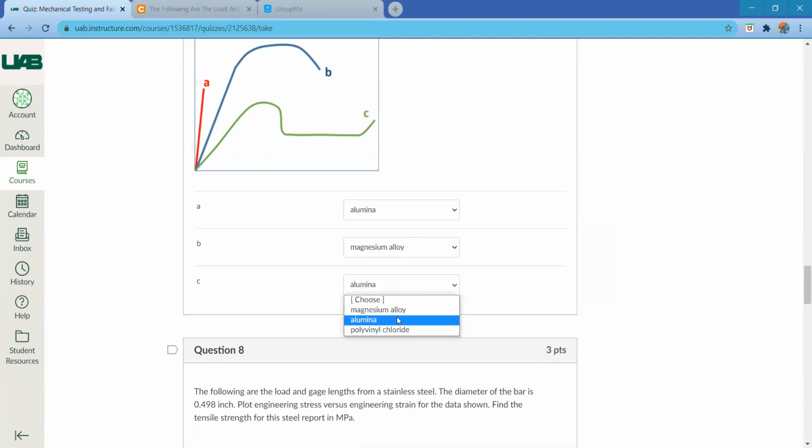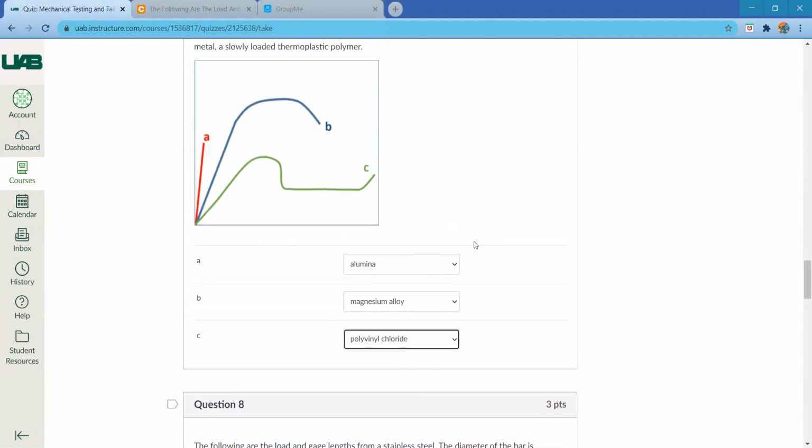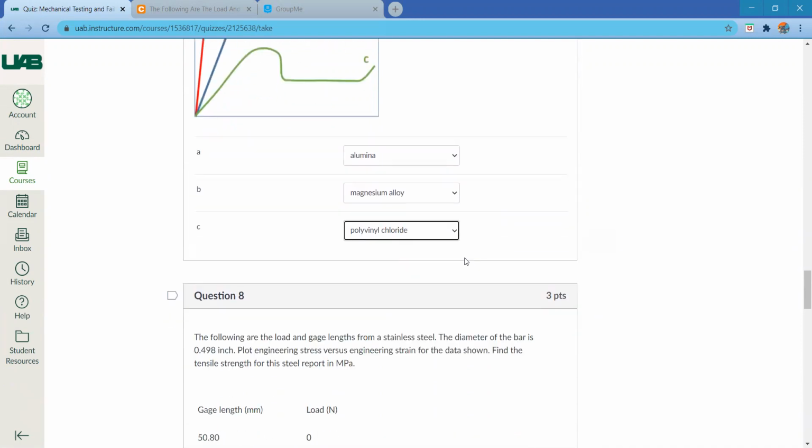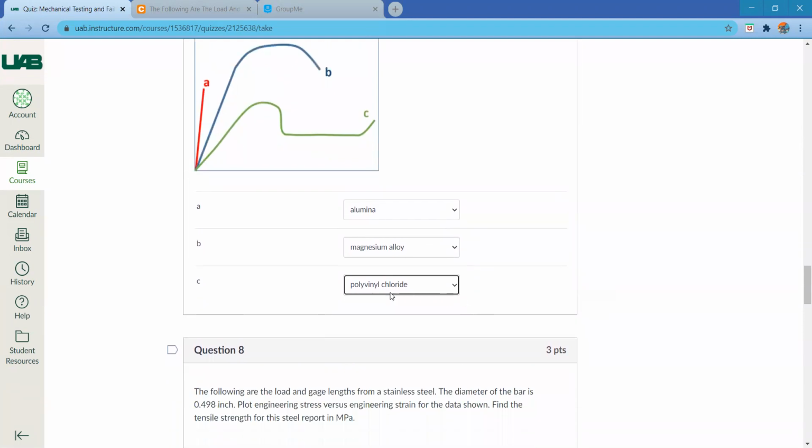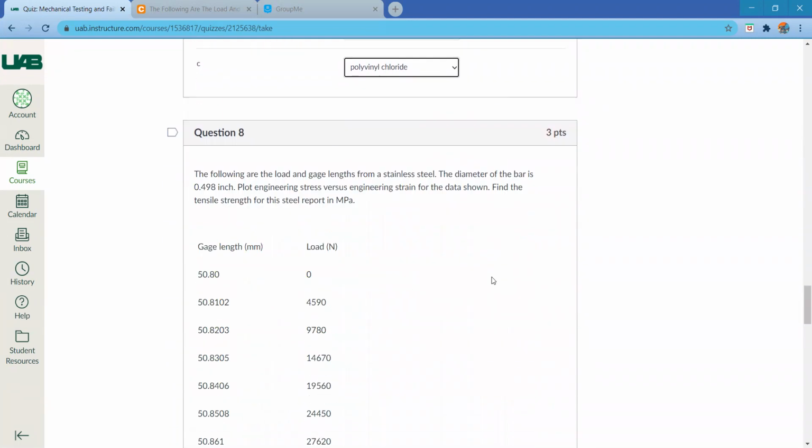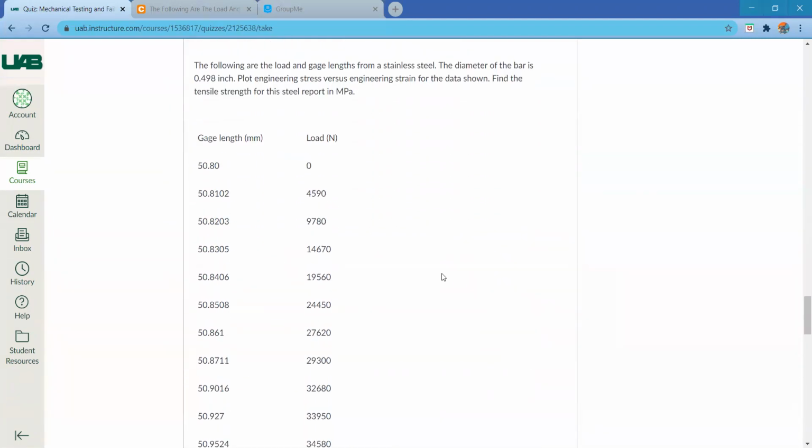Also, oh, that's the wrong one. So alumina is a ceramic because typically you have "ina" for ceramics, magnesium alloys are metal, and then that's a weird name. So I'm just going with that being a polymer.